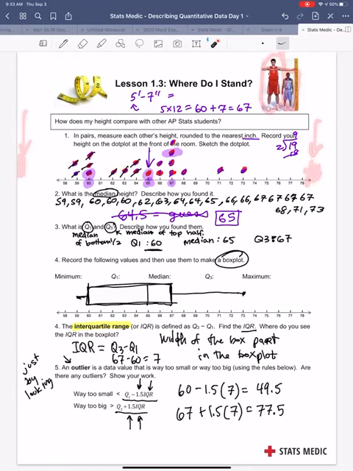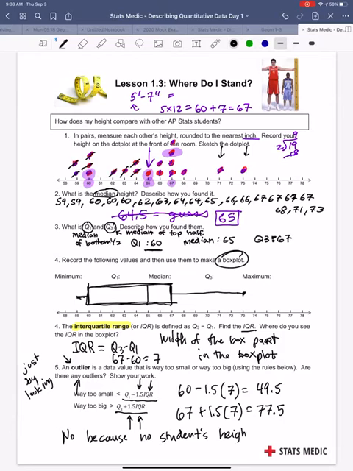Okay, so at this point, even though we have 2 points out to the right, they're still not outliers. So are there any outliers? No, because no student's height is greater than 77.5 or less than 49.5.